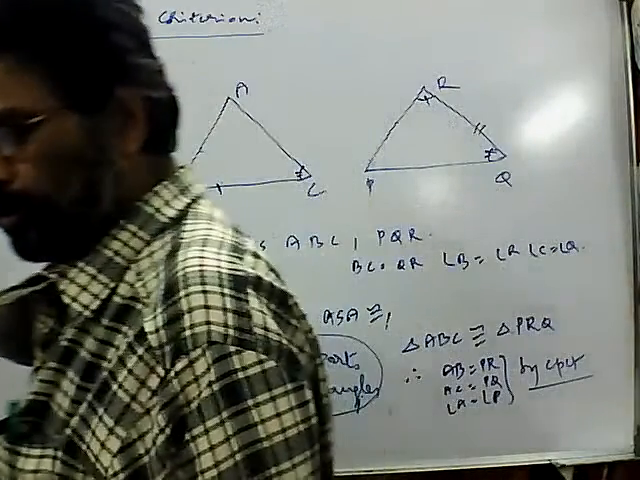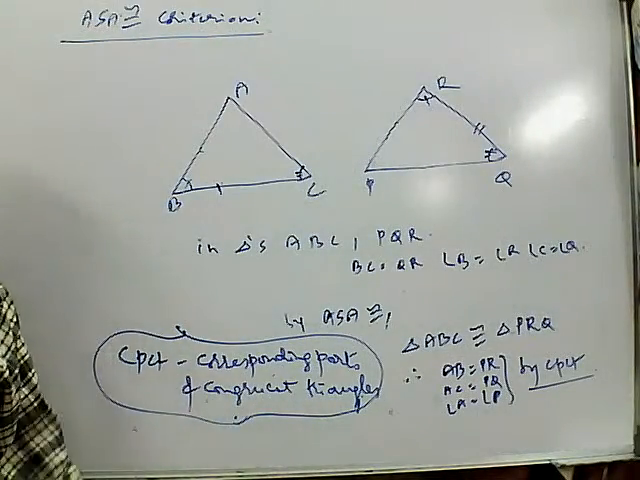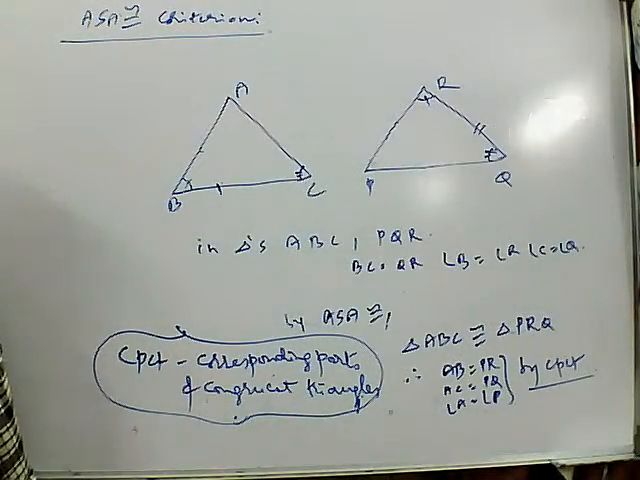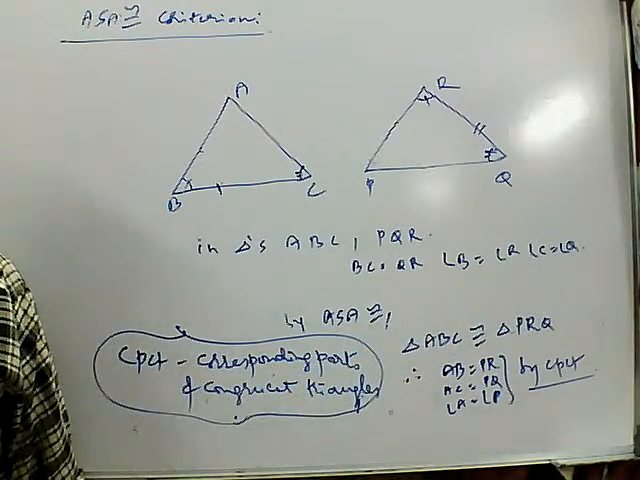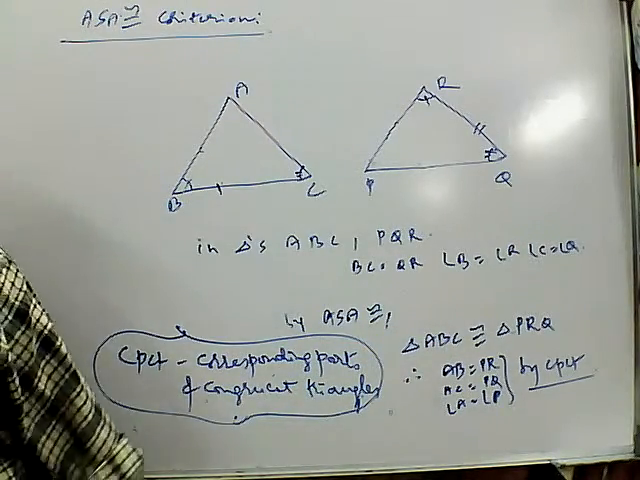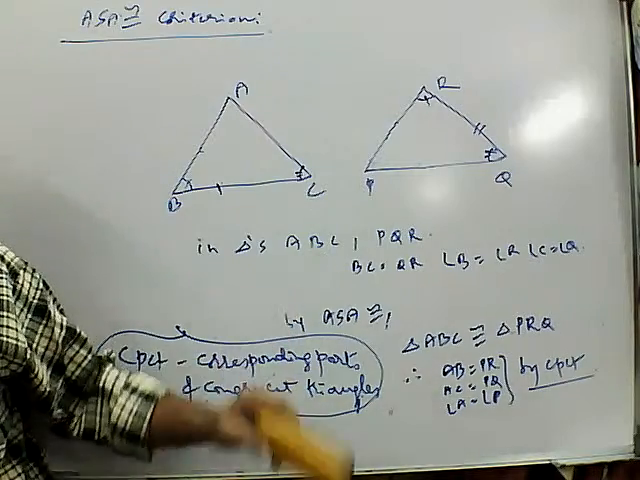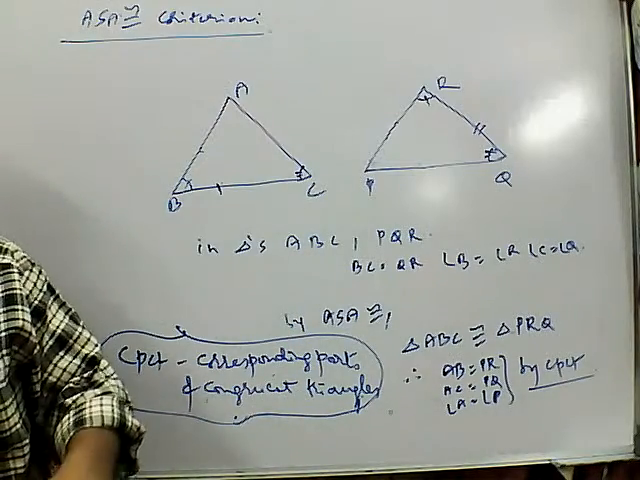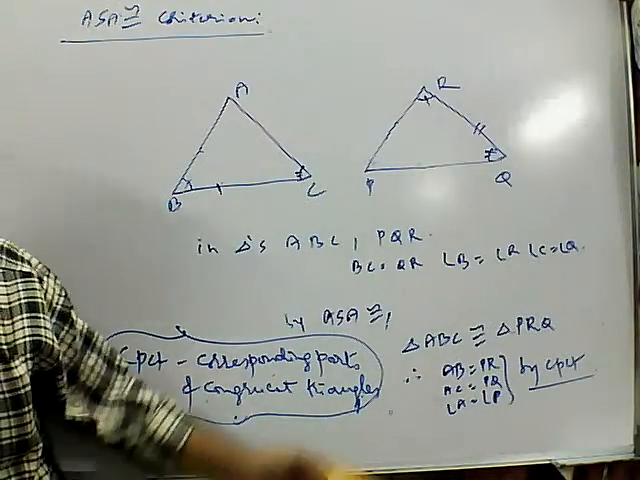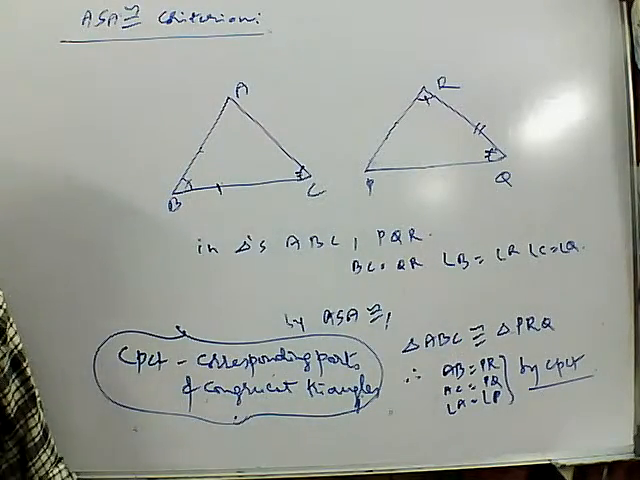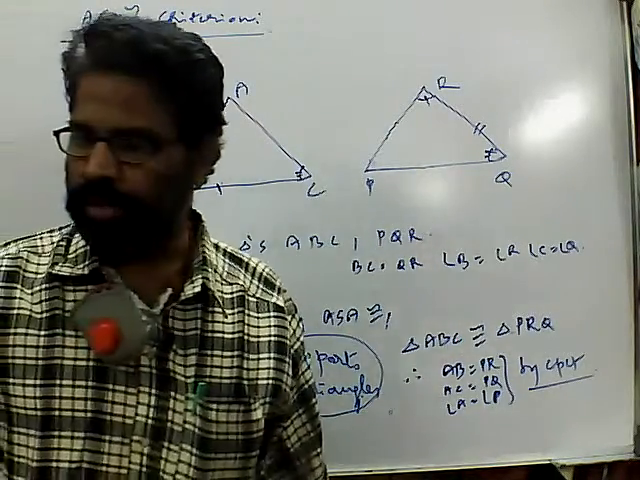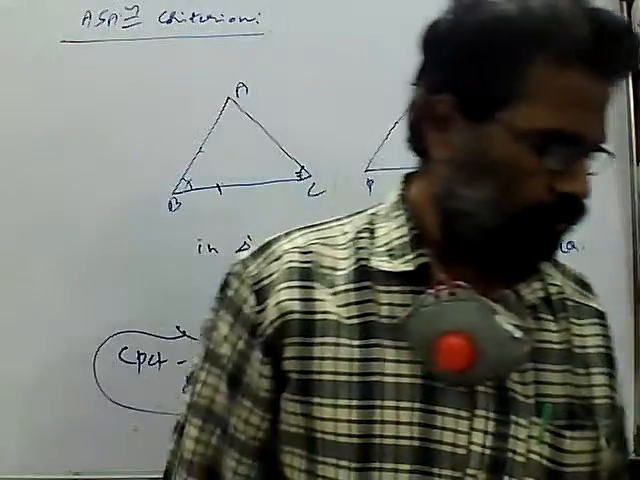Are you clear? This is all about ASA congruency. Again, the triangles need not be in alphabetical order, it should not be. Generally, as per equality, we will go. Don't take the alphabetical order. ABC is not congruent to PQR, don't take like that. ABC can be PRQ, or RQP, likewise. Note down, remaining parts are congruent, CPCT.